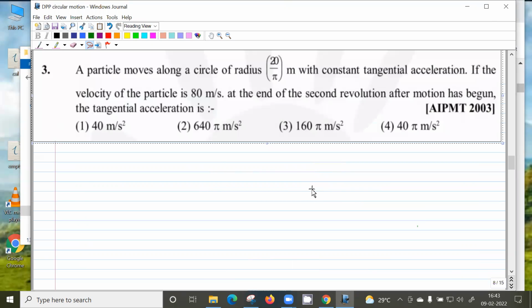Try this one. The particle moves along a circle of radius r with constant tangential acceleration. So tangential acceleration means d omega by dt is not 0. Omega is not constant. If the velocity of the particle is 80 meters per second at the end of the second revolution after the motion has begun, then what is the tangential acceleration? I think it's trivial. d omega by dt.